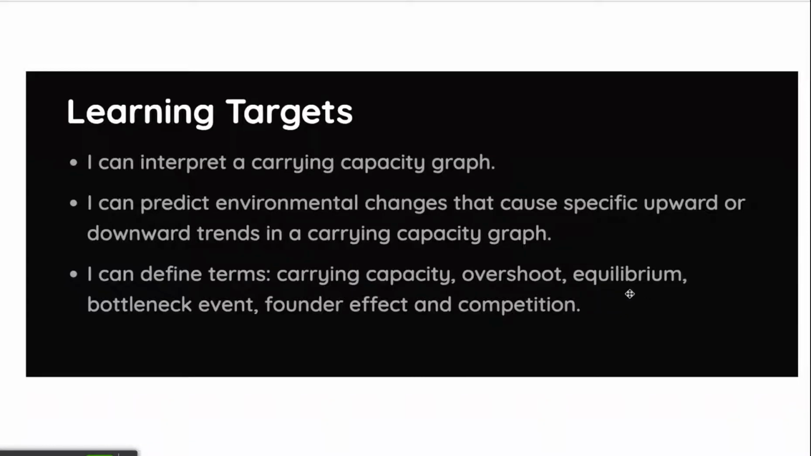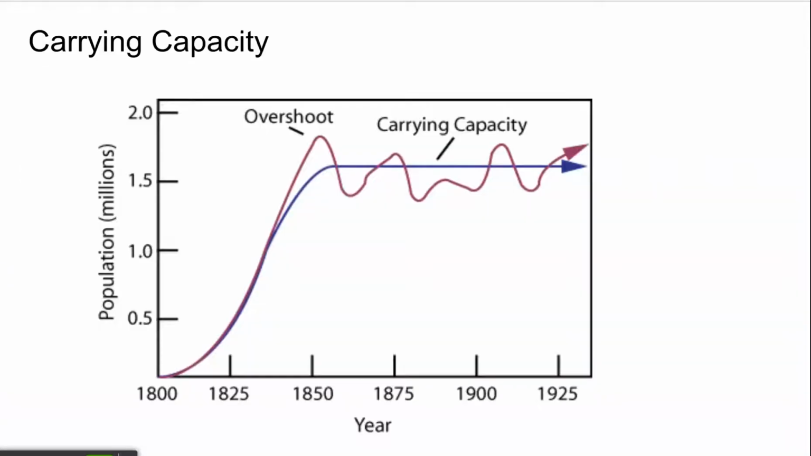This happens a lot in science, things staying in balance. Think of that equilibrium as a little bit like homeostasis. A bottleneck event, founder effect, and then competition. All right, so let's jump right in with a sample carrying capacity graph. Not overly difficult to understand.